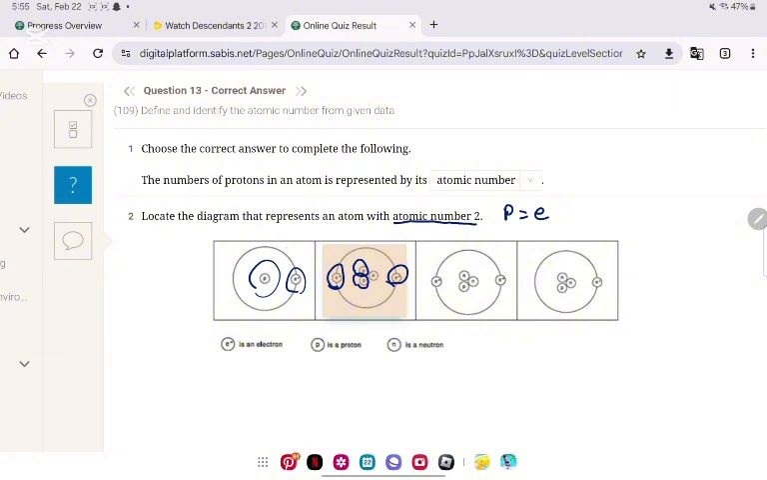So the atomic number is 2 here. Here there's electrons, electrons, and 1 proton, so no. Here they said 1 proton, 1 electron. These two are the same. Like I said, if they said atomic number 1, those would be the answers.